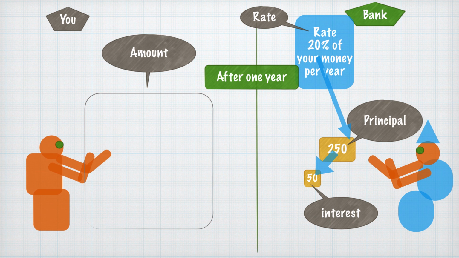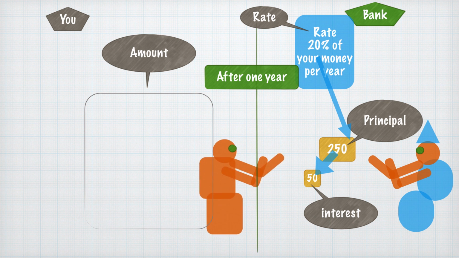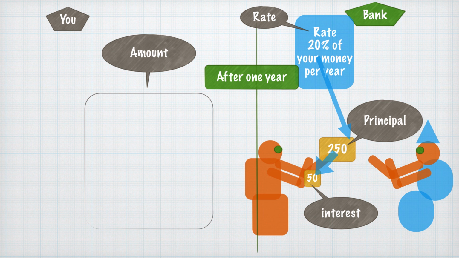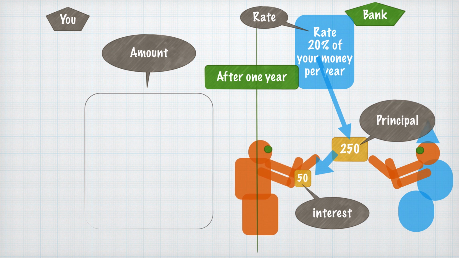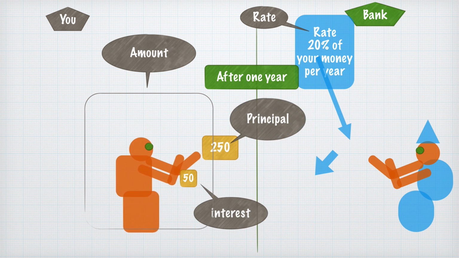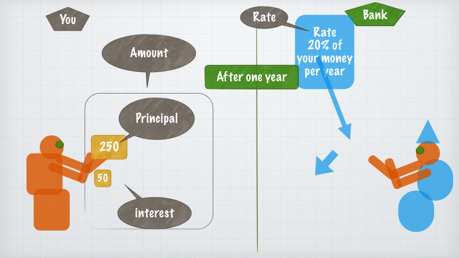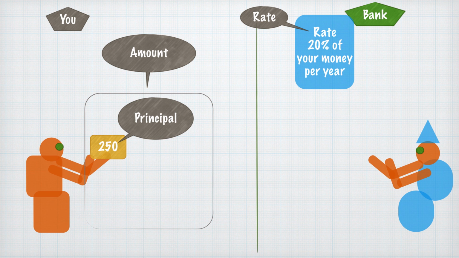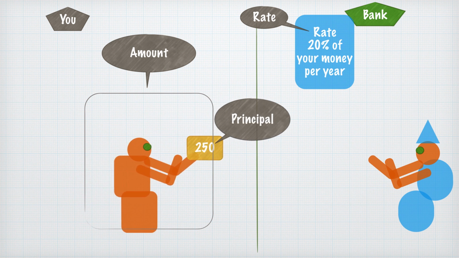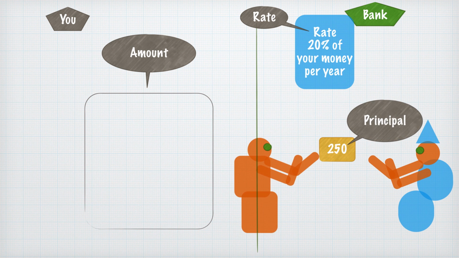Again, after 1 year, you will come back and you will take this money with you. This will be your final amount. This 250 plus 50 will be your final amount, and this is known as amount in simple interest and compound interest problems, right? So this is how the basic process of interest works, especially for a 1 year period.